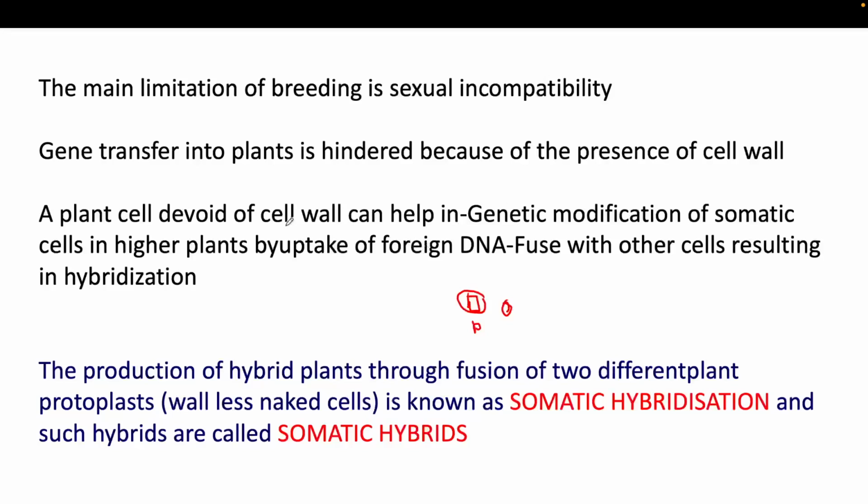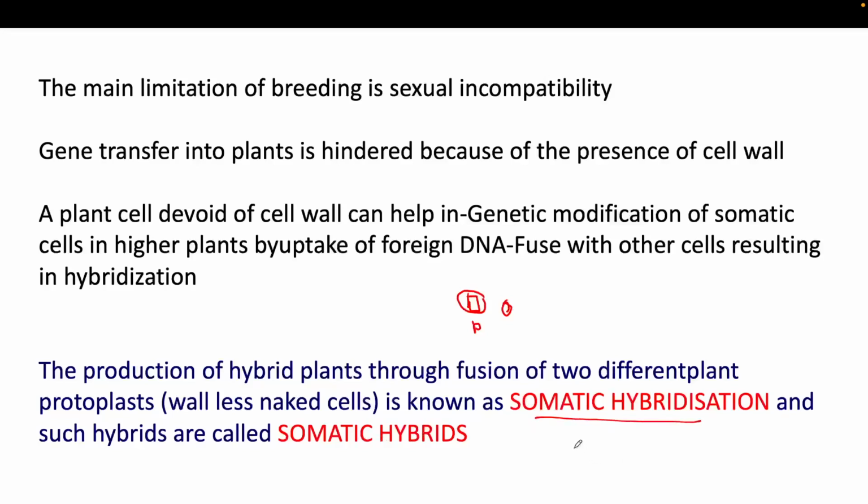And yeah, the production of hybrid plants. If you want some property of one plant in another plant, then this kind of plant is called a hybrid plant, because that characteristic does not belong to its natural parents. It borrows from the other plant. So the production of a hybrid plant through the fusion of two different plant protoplasts is known as somatic hybridization, and such a hybrid is called a somatic hybrid.